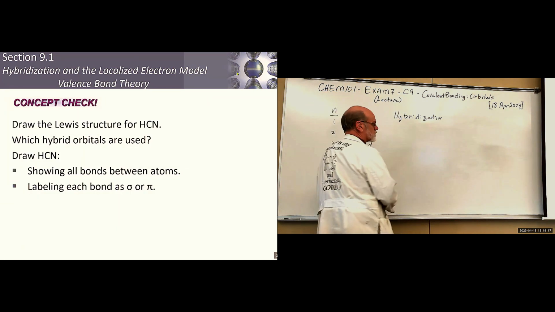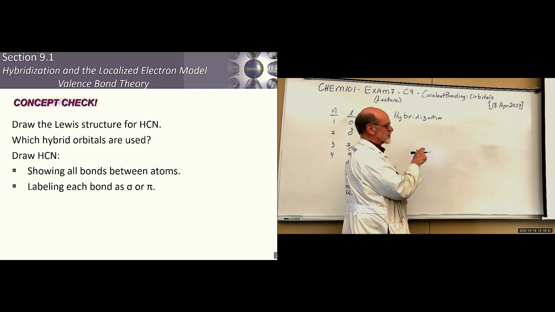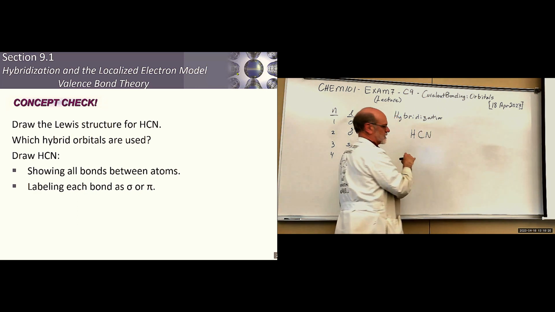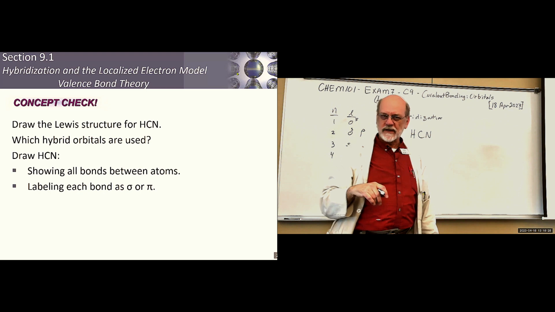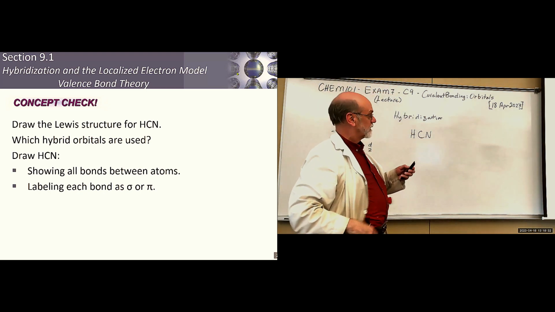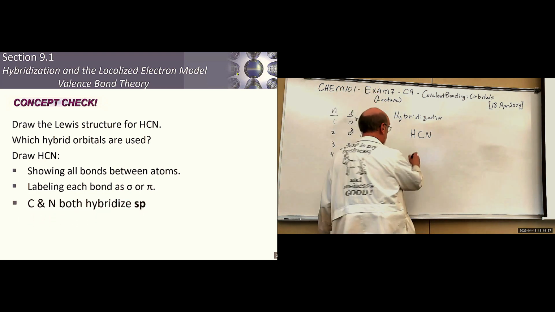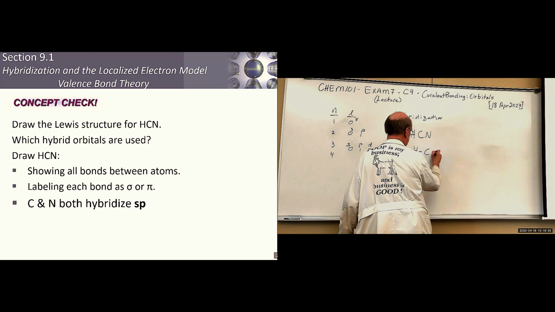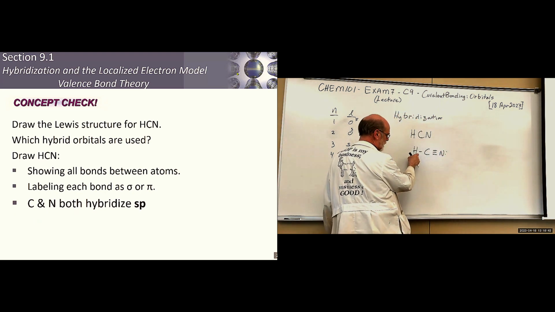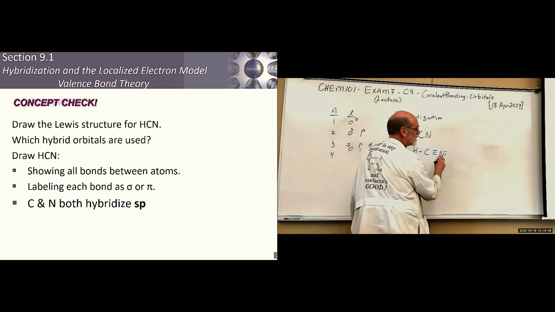Okay, let's see. Is this one going to throw us a curve? Hydrocyanide. This is hydrogen cyanide, because it's not in aqueous solution, so we can't use the acid naming convention. All right, so if we draw this one, we've drawn this one before. Like that, like that, like that, and there. So that gives us a duet here, octet there, octet there. Okay, what's the question?